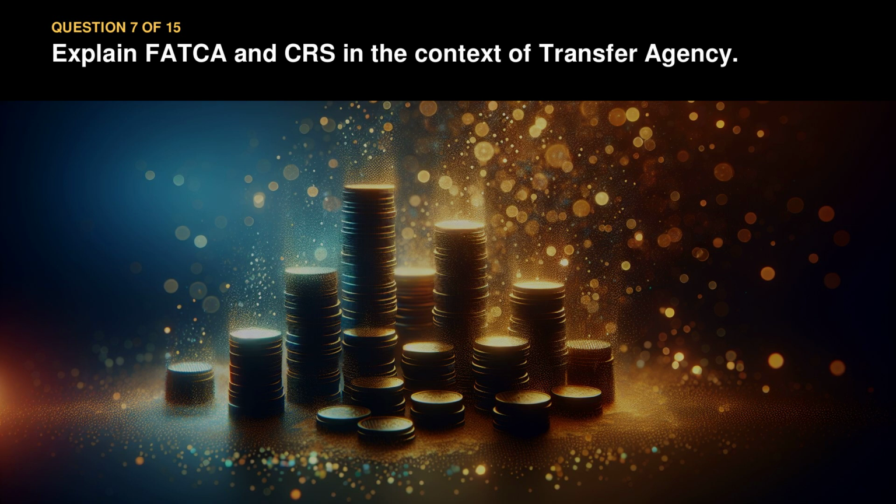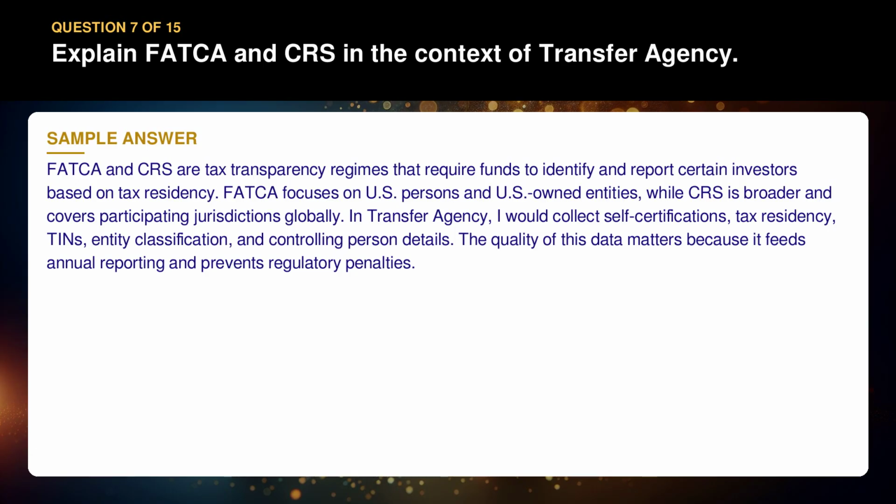Question 7. Explain FATCA and CRS in the context of transfer agency. FATCA and CRS are tax transparency regimes that require funds to identify and report certain investors based on tax residency. FATCA focuses on U.S. persons and U.S.-owned entities, while CRS is broader and covers participating jurisdictions globally.